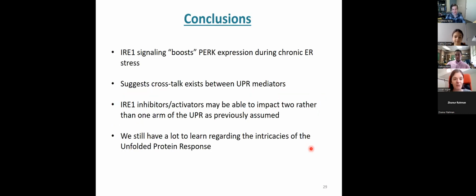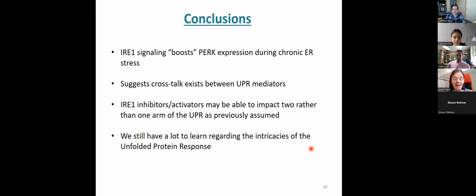To conclude, our results indicate that IRE1 signaling boosts PERK expression during chronic ER stress. It suggests that crosstalk does exist between UPR mediators, and it should also suggest that when we're using IRE1 inhibitors and potentially IRE1 activators, we should be open to the fact that they could be impacting multiple arms of the UPR and not just one, as tends to be assumed.